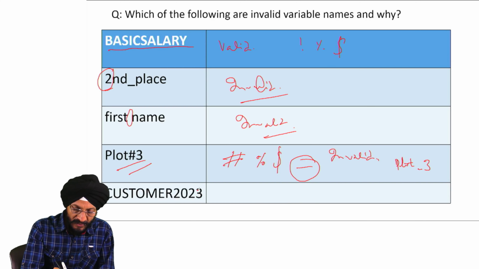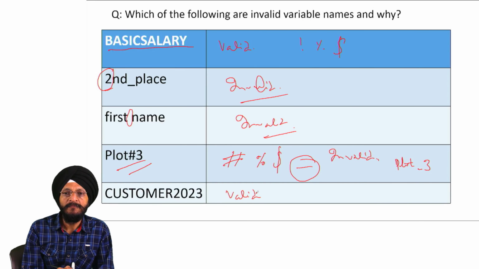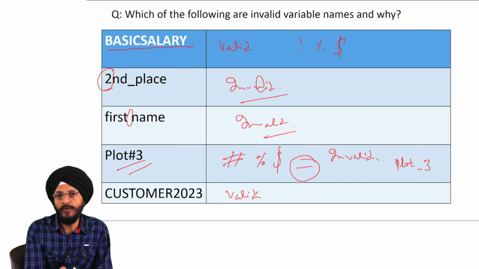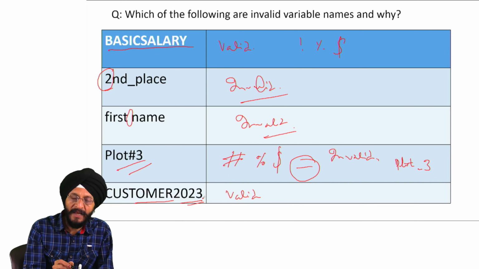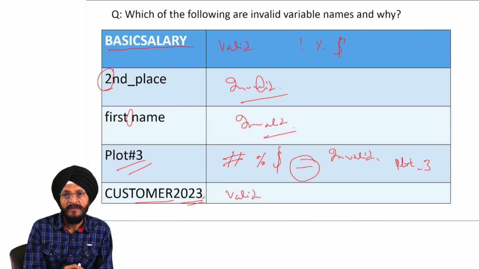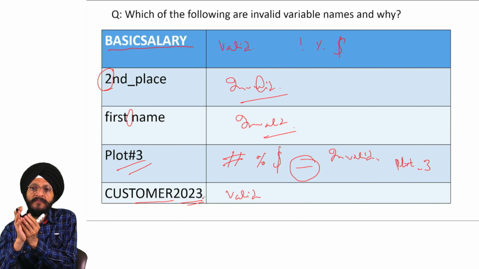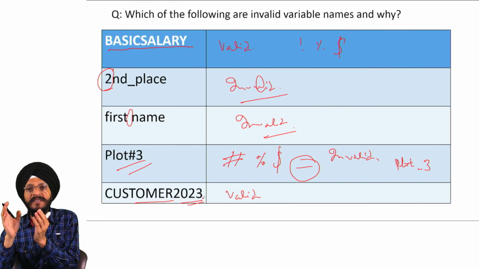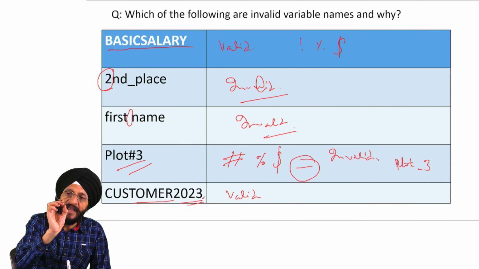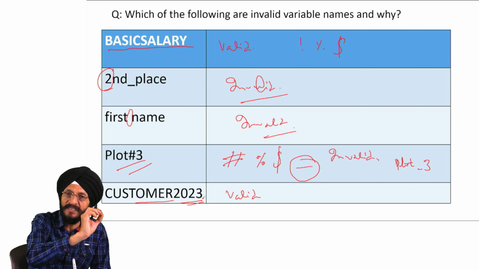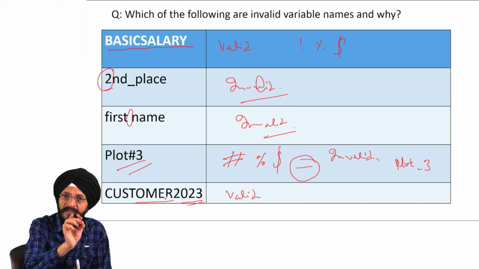Now the next is customer2023. Here it is a valid variable name because here we have made use of letters in capital letters and the numbers have also been used. The valid variable name allows us to use letters and numbers. However, the number cannot occupy the first place in the variable name. That is, the variable name cannot start with a number.